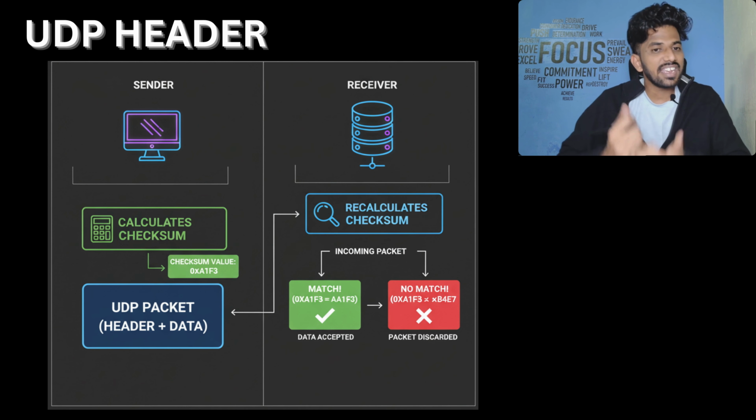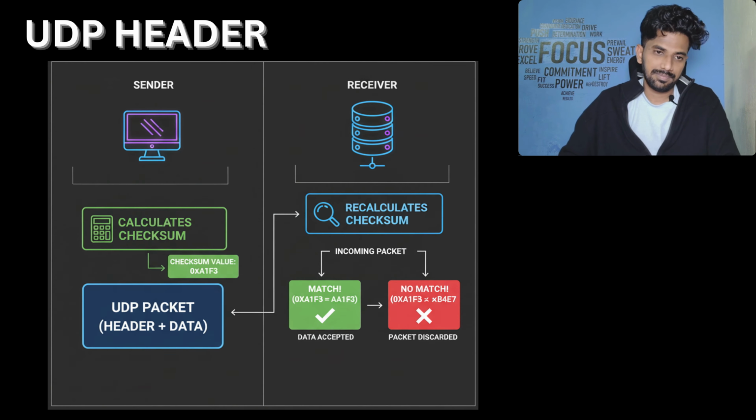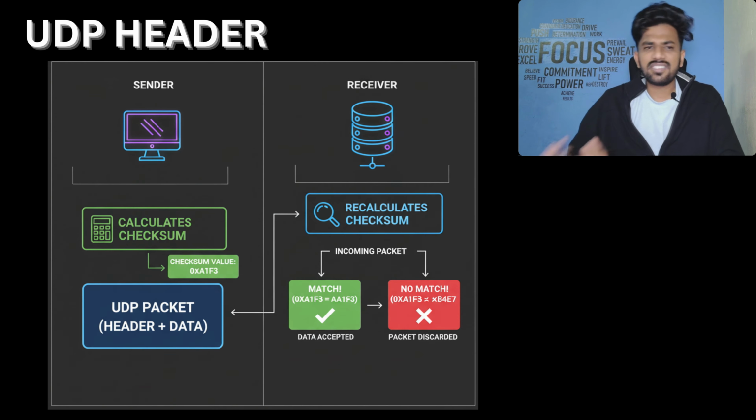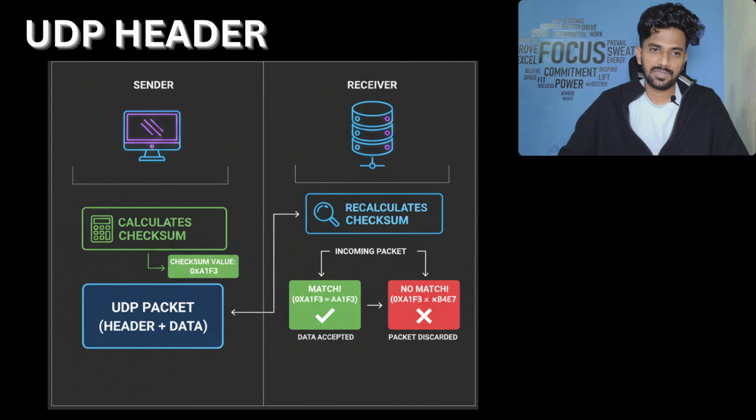When the receiver gets the packet, it recalculates the checksum. If the calculated value matches, then the data is accepted. If it doesn't match, the packet is discarded. Let's put it in simple terms. The sender calculates the checksum and places it in the checksum field of the header. As soon as the receiver receives the packet, it checks again. If it matches, that's great. If not, the packet is thrown away.